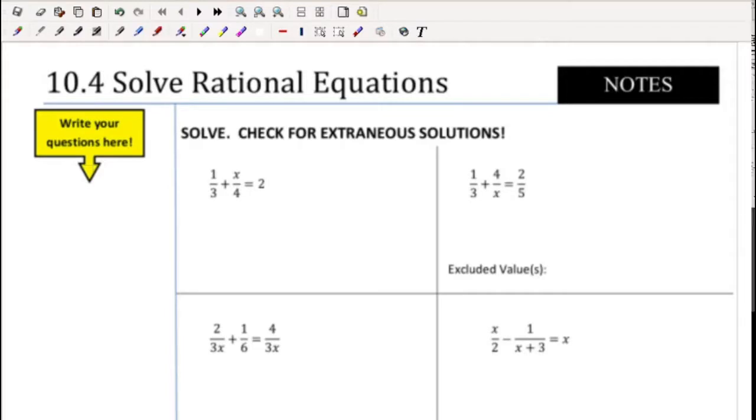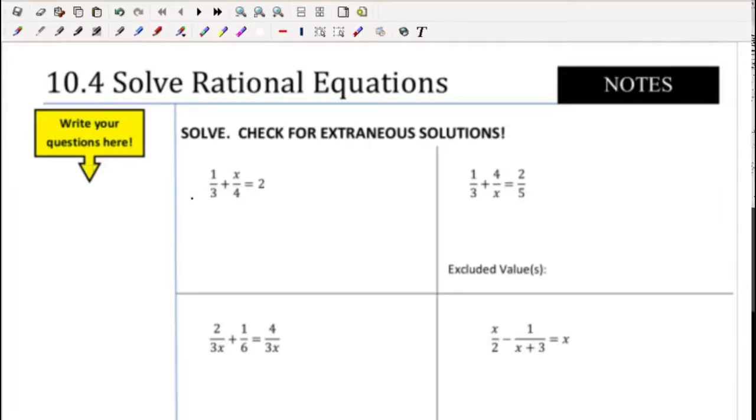So let's get started with our first example. Solve. Check for extraneous solutions. So we have 1/3 plus x over 4 equals 2. Now the best way to do these, I think, is to get rid of your fractions so you don't have to think about fractions while you're solving.